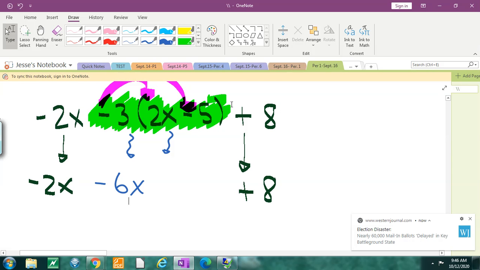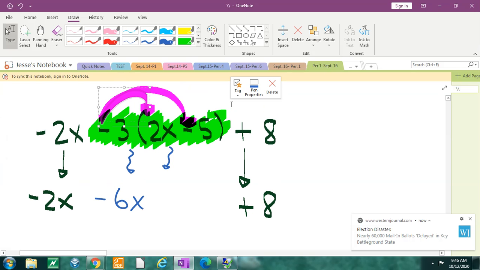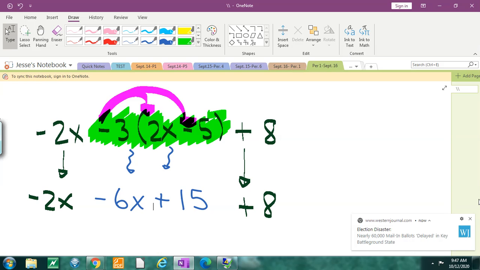Which second arrow? Well, remember it's distributive property. Those arrows. Sorry, 3, 5, 15. 15, positive or negative? Positive. Why positive? Negative times a negative. Very good, because negative times a negative. Just follow the arrow. Okay, very good. So now we're going to combine. Good job.